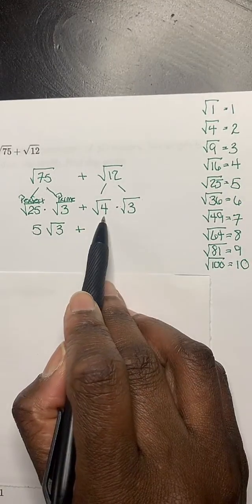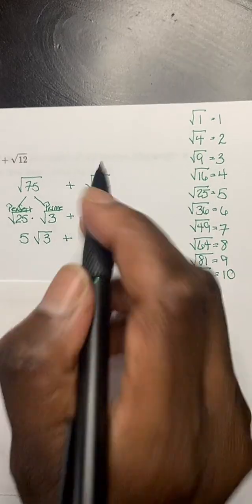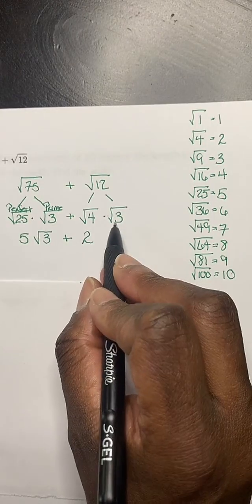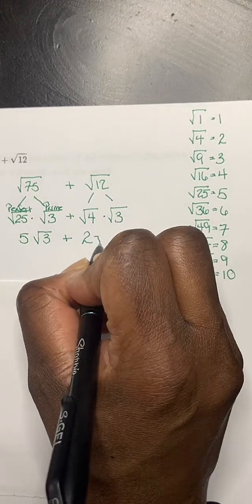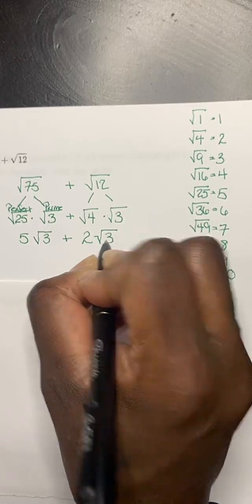So now, square root of 4 we have is 2. Square root of 3, that's prime. So if I can't break it down, I'm going to bring it down.